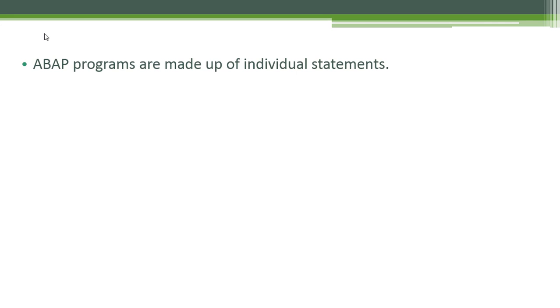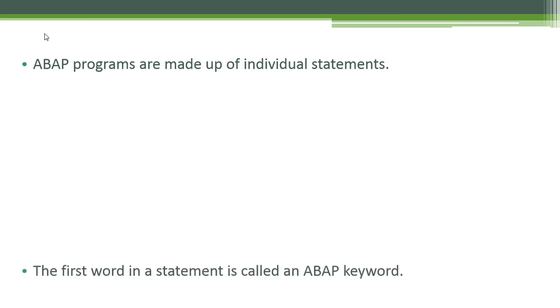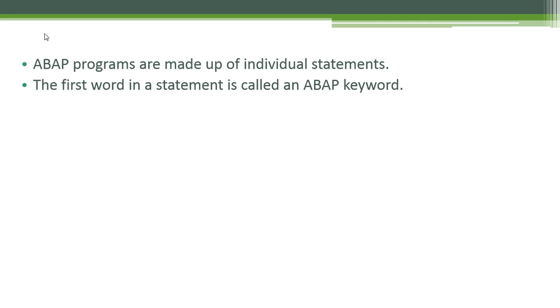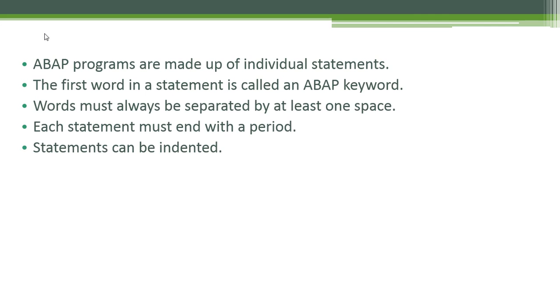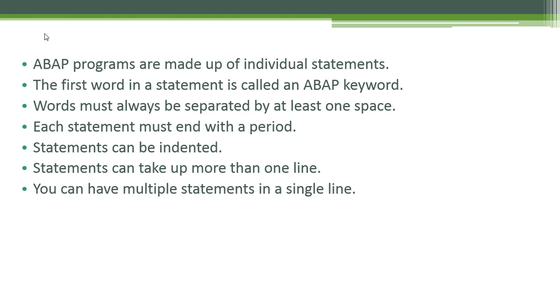ABAP programs are made up of individual statements. The first word in a statement is called an ABAP keyword. Words must always be separated by at least one space. Each statement must end with a period. Statements can be indented. Statements can take up more than one line. You can have multiple statements in a single line.